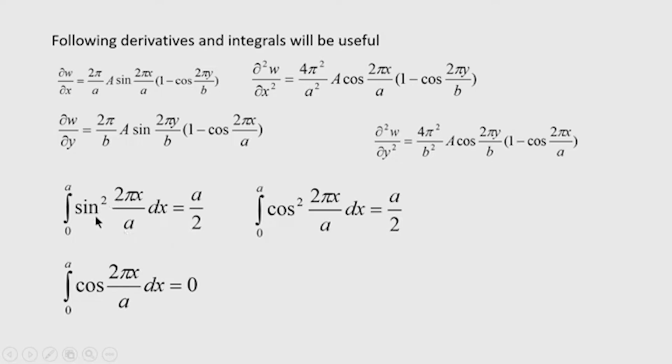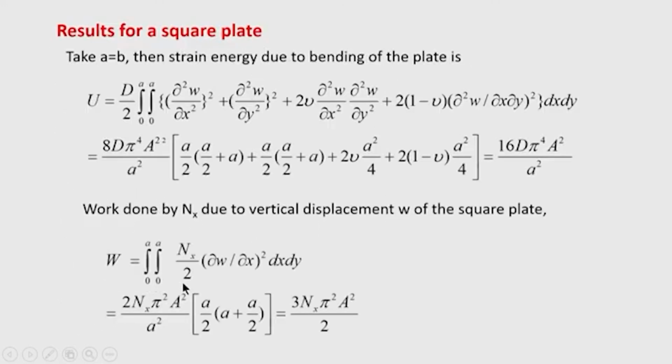Okay. These integrals are useful: the integral of sin square 2 pi x by a dx equals a by 2 due to the orthogonality condition of the function, and also the integral of cos square 2 pi x by a dx equals a by 2 due to the orthogonality condition of the shape function, and when the function cos 2 pi x by a is integrated between the limits 0 to a it gives you 0. So, results for a square plate. Now, let us use this result for a square plate, taking a is equal to b. Okay.